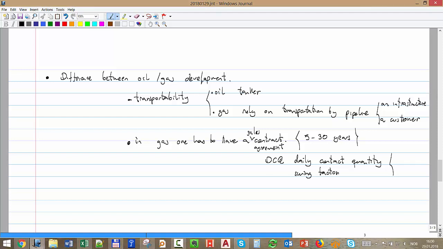That means if at any point in time this company or this network needs more gas, you should be able to supply it. It can go from 20% maybe to 40%. That you can deliver at any point in time 40% more gas, just because they need that gas. And then also a penalty. Usually these contracts have a penalty clause that if you cannot deliver the DCQ, then you have to pay a penalty.